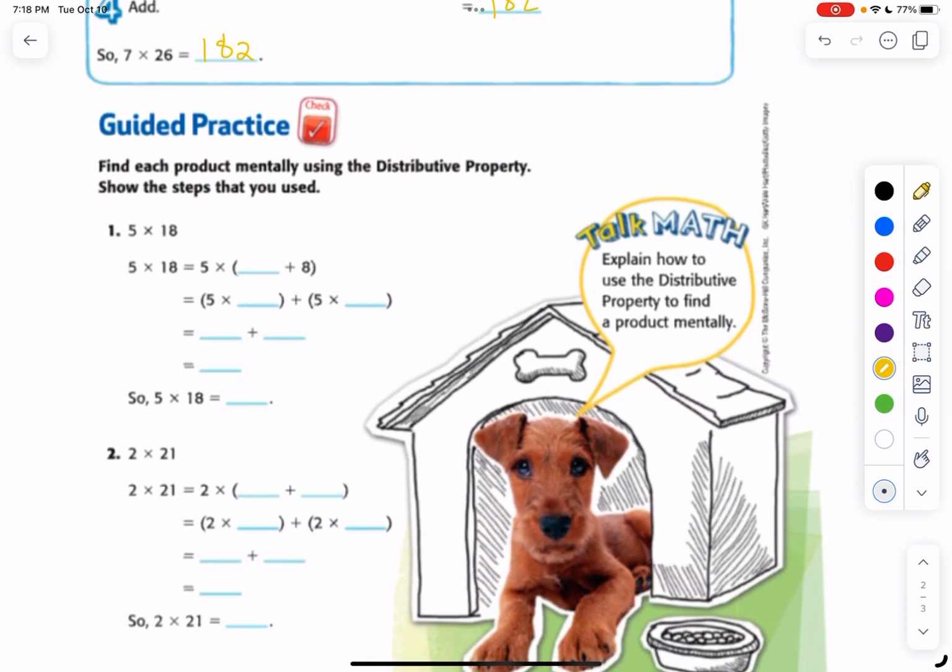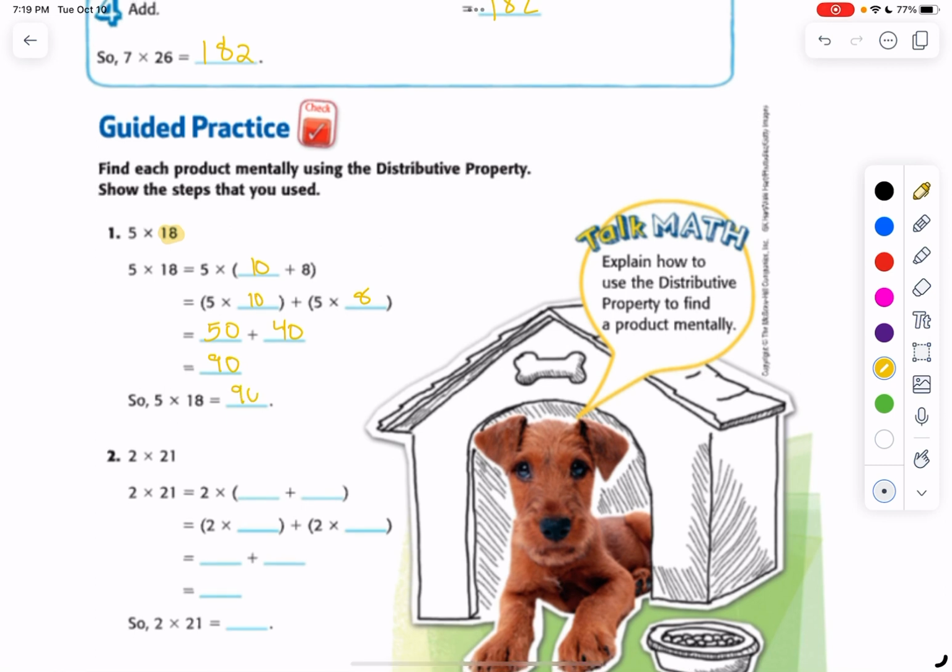Let's try another one. Find each product mentally using the distributive property. Show the steps that you used. Here we have 5 times 18. Let's break 18 up into its place value parts. So we'll do 5 times the quantity of 10 plus 8, which is the same as 5 times 10 plus 5 times 8. 5 times 10 is 50, and 5 times 8 is 40. 50 plus 40 is 90. So 5 times 18 is 90.